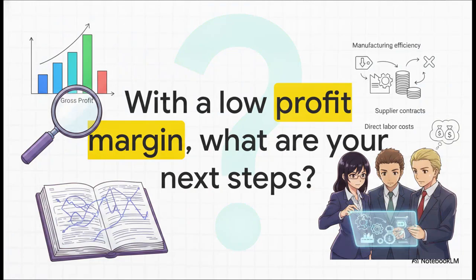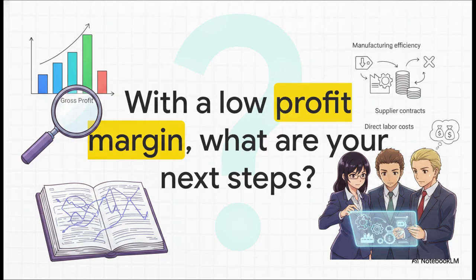And finally, Case Study 3, Performance Evaluation. Company DEF generates $20 billion in revenue with a gross profit of $2 billion. This yields a gross profit margin of just 10%. The catch? The industry average is 25%. So, as a manager, what is your next move?